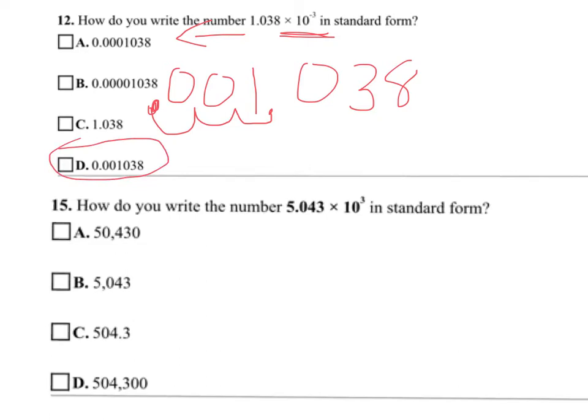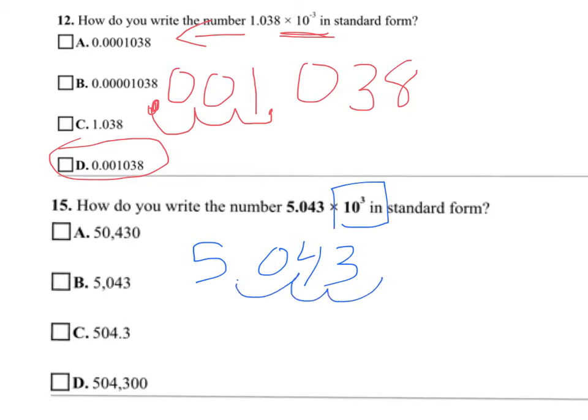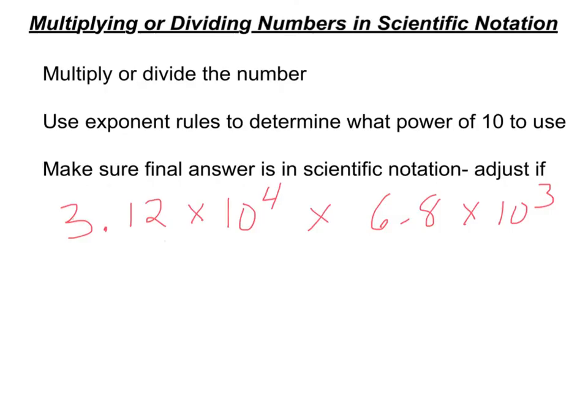Okay, taking a look at this next example, 5.043. We're moving our decimal 3 spots to the right, 1, 2, 3. So we'd have 5,043, and our correct answer would be B. Again, this is provided just as a quick reminder of scientific notation. Where we want to go is multiplying or dividing numbers that are written in scientific notation.